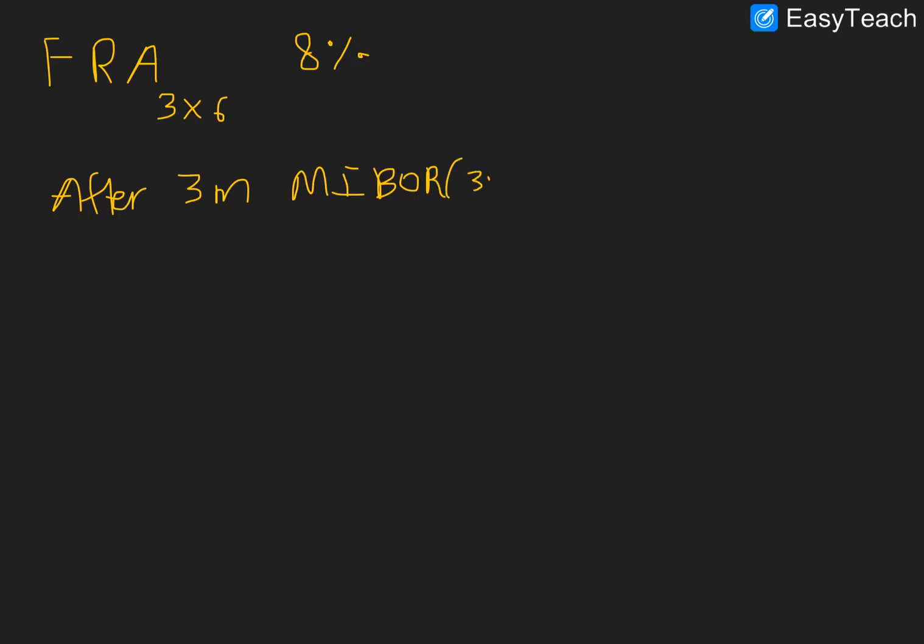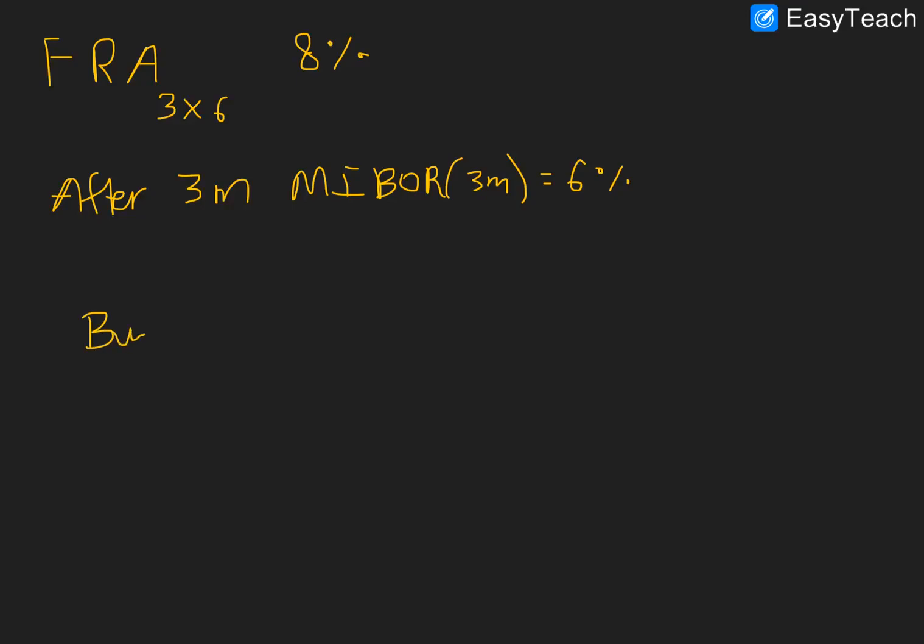Let's take one more last example before we end this video. Let's say FRA of 3/6. It was agreed at 8%, and after 3 months, MIBOR for a 3-month deposit or a loan is, let's say, suppose, 6%. That's available at 6%. So now who is in an advantageous position?